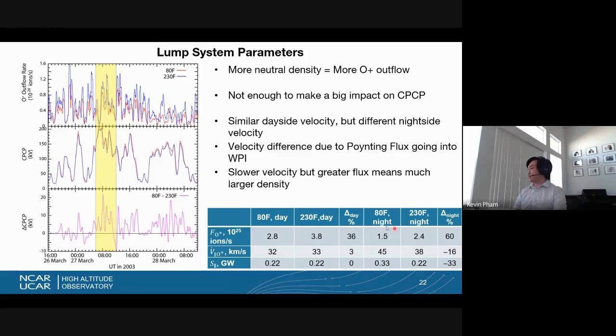If we take a look at the night side, you now have very different velocities. You have much faster O+ velocities for the solar minimum case than you do in the solar maximum case. And that has to do with just more Poynting flux. Again, if you have more mass in the magnetosphere, it has more inertia and it's less able to generate Poynting flux. If you have less mass, it's able to react faster and generate much larger Poynting fluxes.